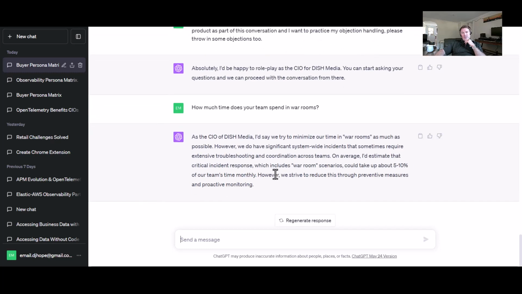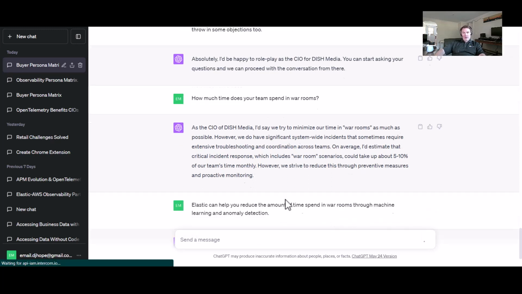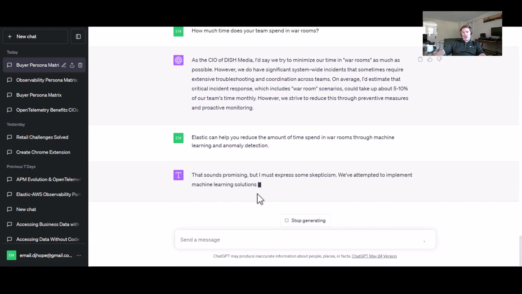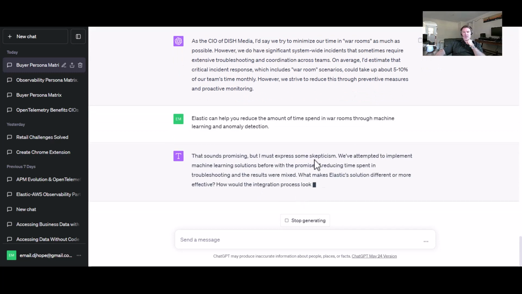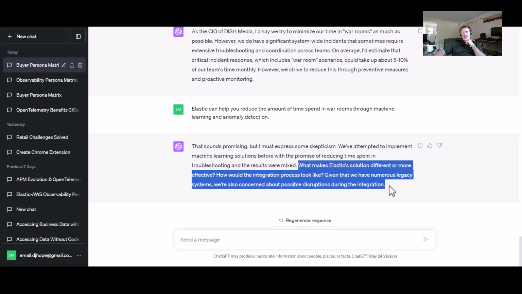And so let's position something. So we can say, Elastic can actually help you with that. Elastic can reduce the amount of time you spend in war rooms through machine learning and anomaly detection. Here we go, some objections. So I express some skepticism. We've attempted to implement machine learning solutions before with the promise of reduced time. What makes Elastic's solution different, more effective? How would the integration process look given the multiple legacy systems? We're also concerned about possible disruptions during the integration.